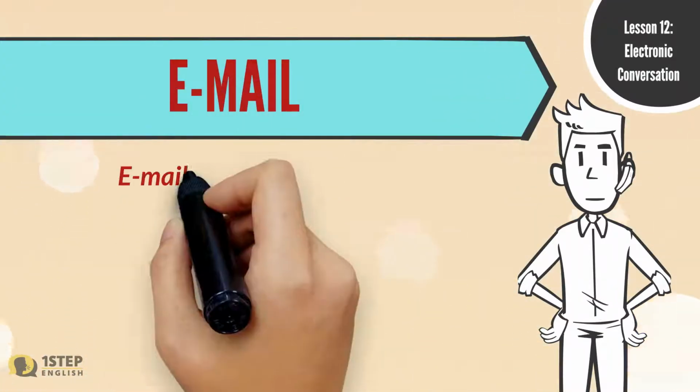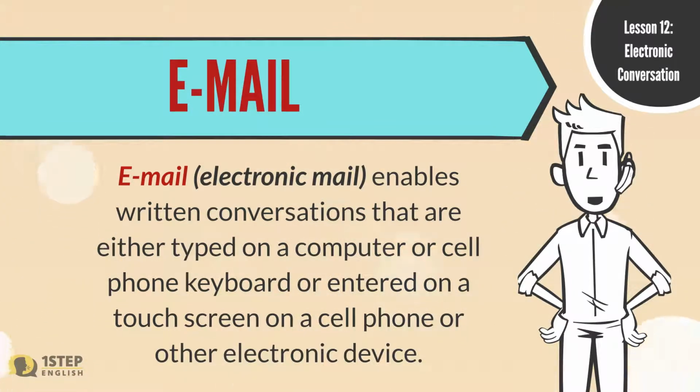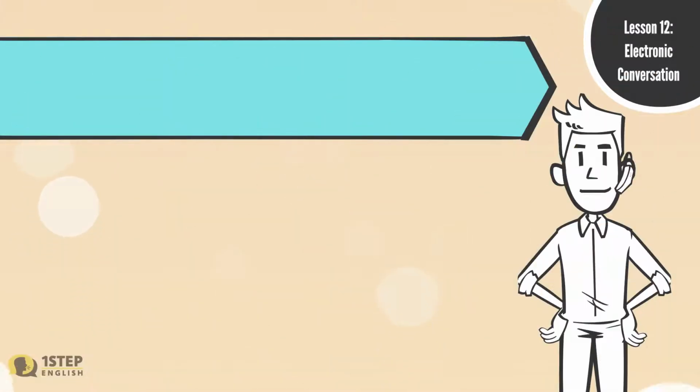Email. Email, or electronic mail, enables written conversations that are either typed on a computer, or cell phone keyboard, or entered on a touch screen on a cell phone, or other electronic device. In order to use an email, you need to have an email address, and you need to know the email address of the person with whom you wish to communicate.